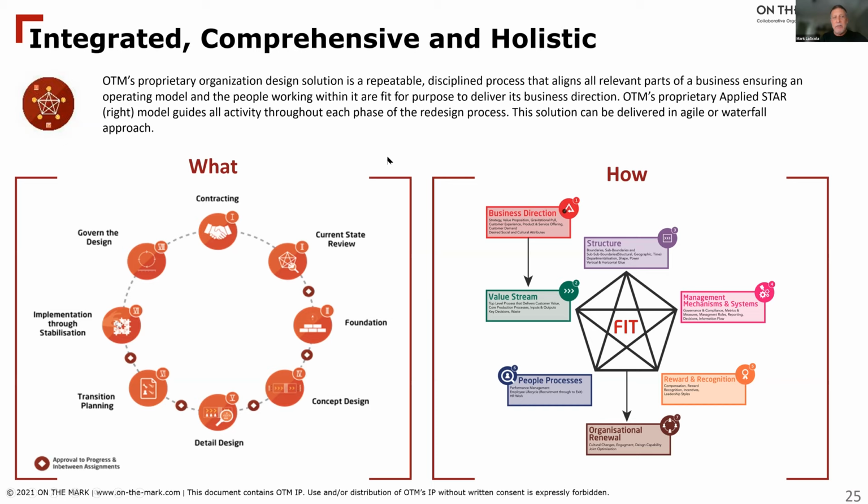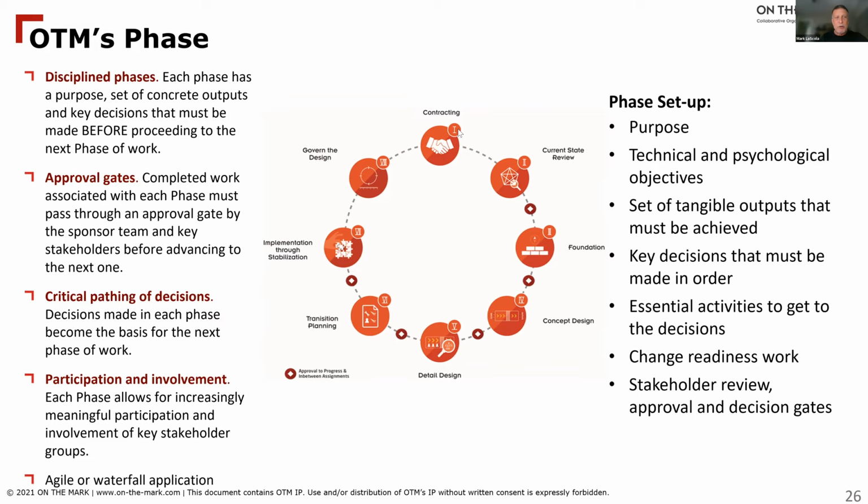Now, let me highlight a couple things. If you look on the left side of your screen, each phase has a set of concrete outputs that have to be achieved. Each phase is followed by approval gates. All of you know that everybody reports to somebody. You can't just make a change in one part of the business and not have it impact other parts of the business.